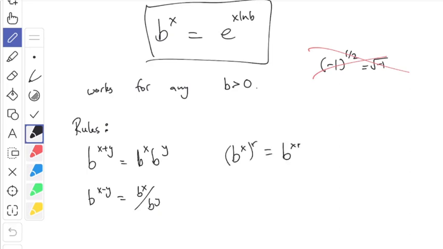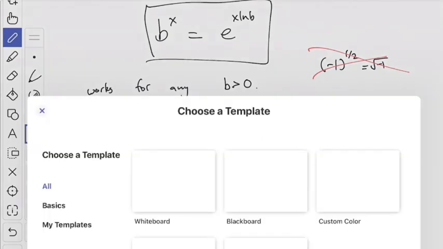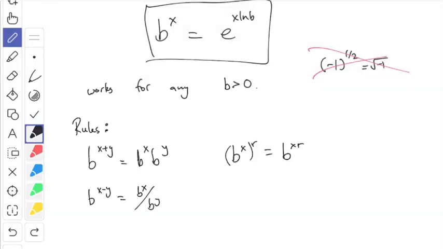And one other that we didn't write before is this. ab to the x. Anybody remember what's the appropriate rule for this? Yeah, a to the x times b to the x. Right. So these are a bunch of rules for exponential functions using a different base. And these are actually very easy to demonstrate using our definition in the box up there.